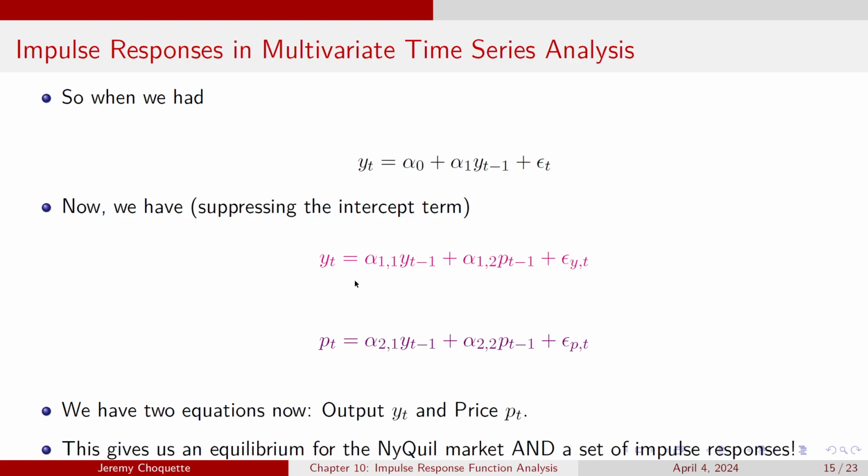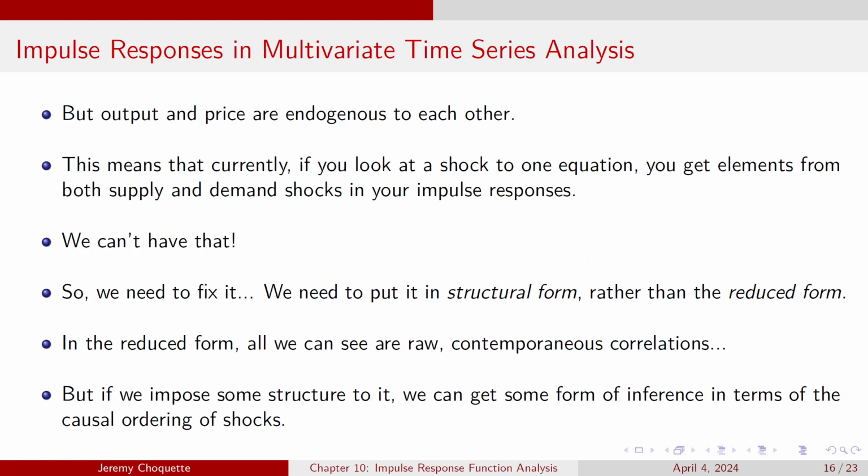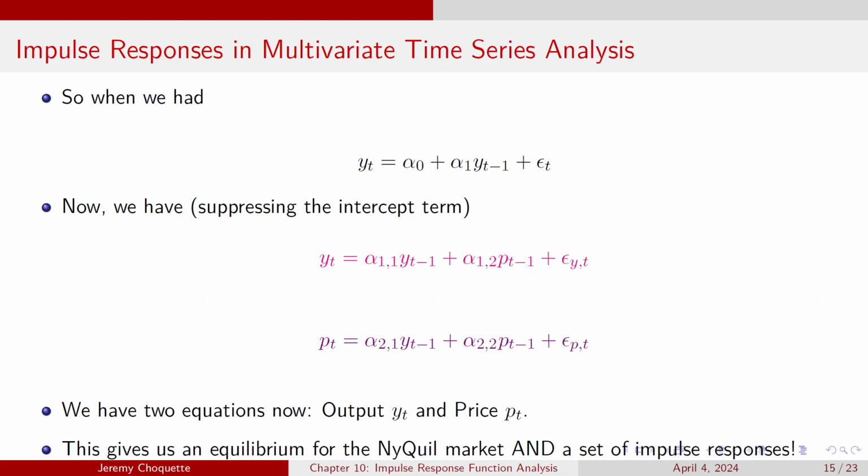But this is really about giving us an equilibrium for the NyQuil market. And because we've got these residuals here, this epsilon yt and epsilon pt, we can also get a set of impulse responses. Now, the thing is, output and price are endogenous to each other. So what this means is that if you were to look at a shock to one equation, you'd get elements from both supply and demand shocks in your impulse responses. And you're probably going like, well, isn't that what you're supposed to have? Well, no, not really. We want to make sure that one of these equations gives us demand and the other one gives us supply. And that's it.